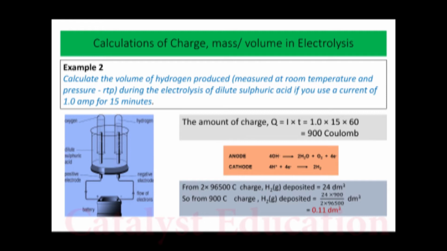From 2 times 96,500 C charge, hydrogen gas deposited is 1 mole equals 24 dm3. So from 900 C charge, hydrogen gas deposited equals 24 times 900 divided by 2 times 96,500 dm3, equals 0.11 dm3.